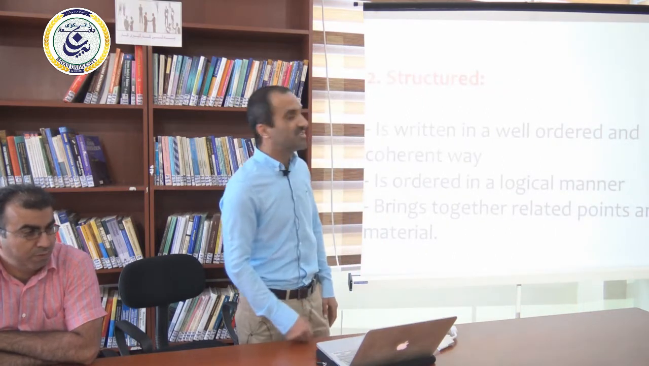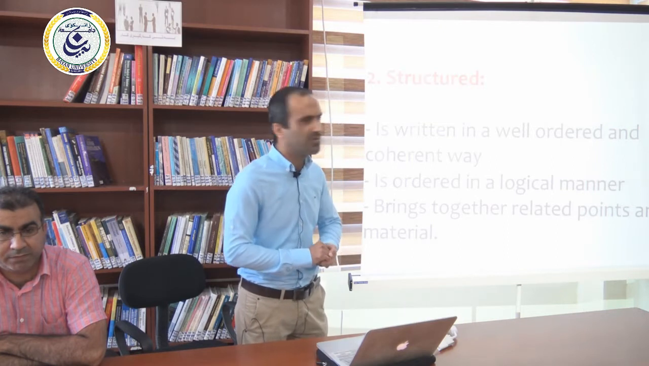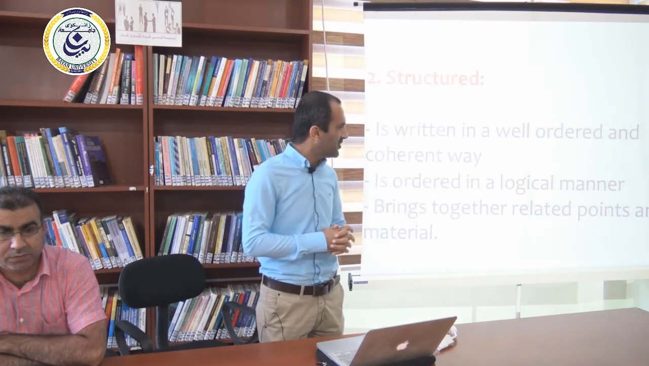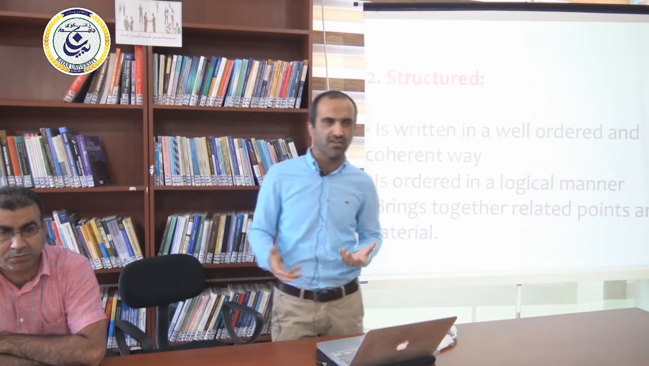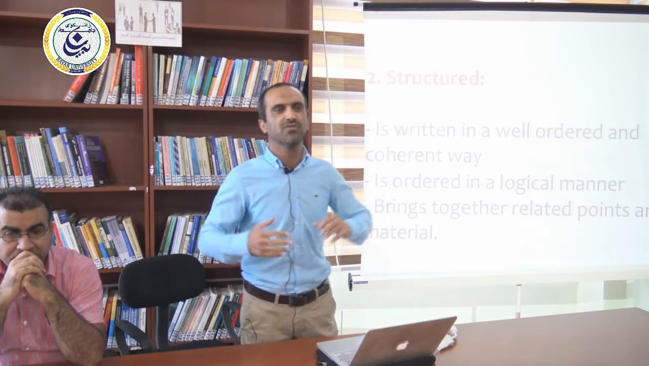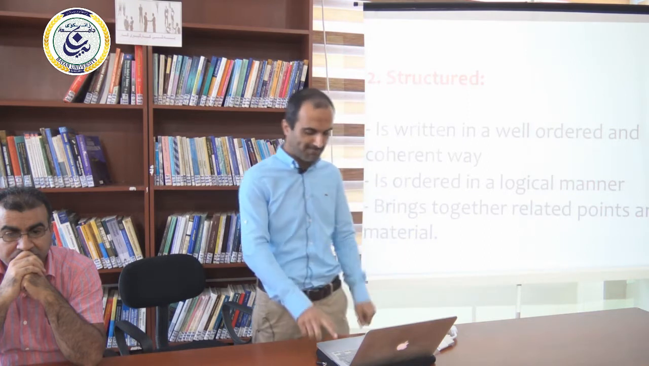Now, the second one is that it should be well structured, well organized, okay? How? It's written in a well ordered and coherent way. In academic writing we have cohesion and coherence as well, okay? Secondly, it is ordered in a logical manner. It should be logical, something reasonable, okay? And it brings together related points and materials. So you have to have well-connected ideas and viewpoints, but definitely in an academic way.